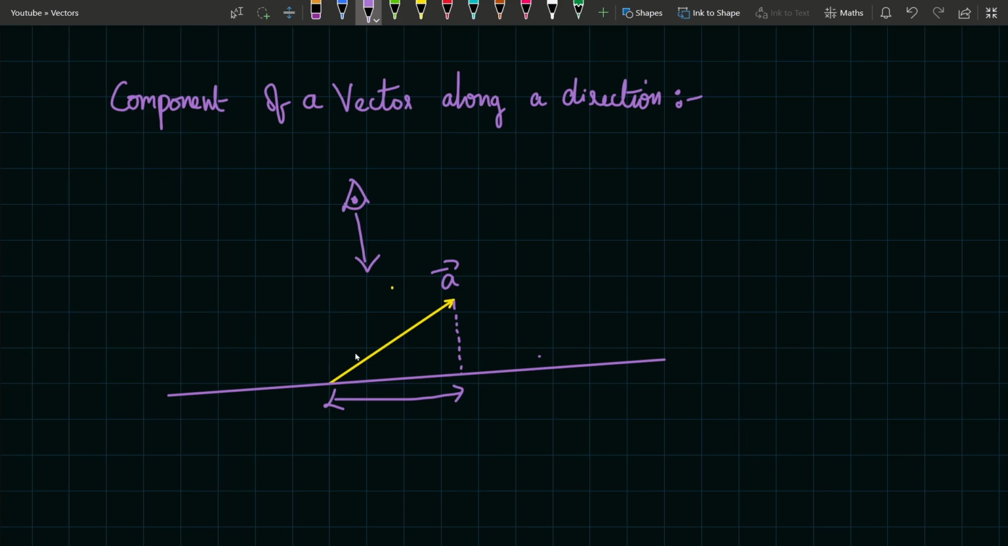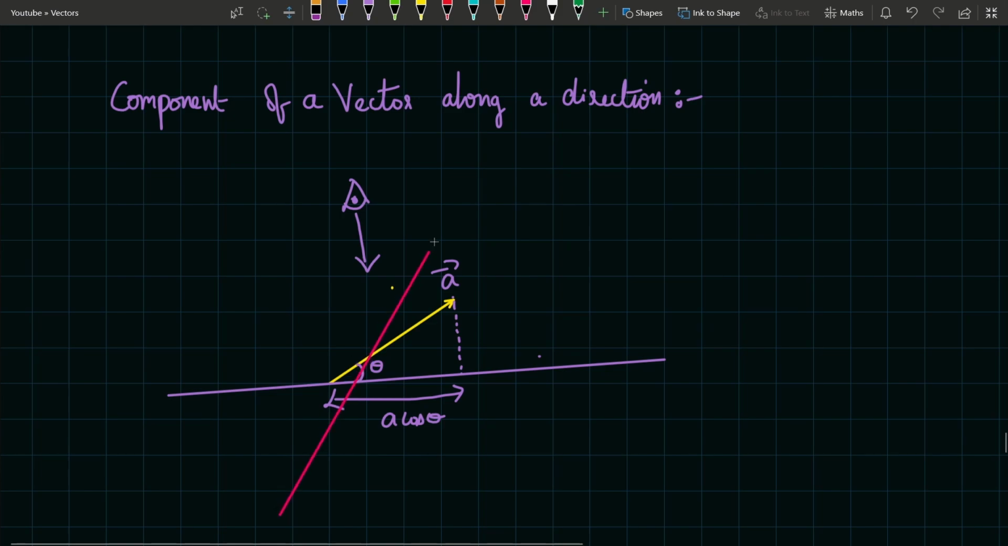How to find this length? If I know the angle between this vector and the line to be theta, then this length is nothing but a cos theta. So if you want to find the component of any vector along any line, and you know the angle between that vector and that line, you just take the magnitude of that vector times the cos of the angle between them. Therefore a cos theta becomes the component of a along this line.